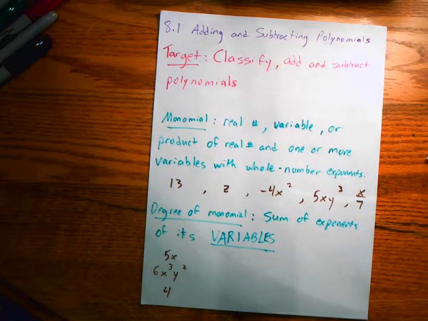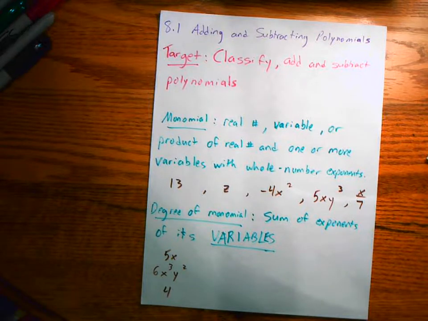Hello, this video is on section 8.1, which is titled Adding and Subtracting Polynomials, and the target for this is to classify, add, and subtract polynomials. So the first definition that I want to make sure you guys understand is what a monomial is. A monomial is basically a real number, a variable, or a product between the real number and the variable that have whole number exponents.